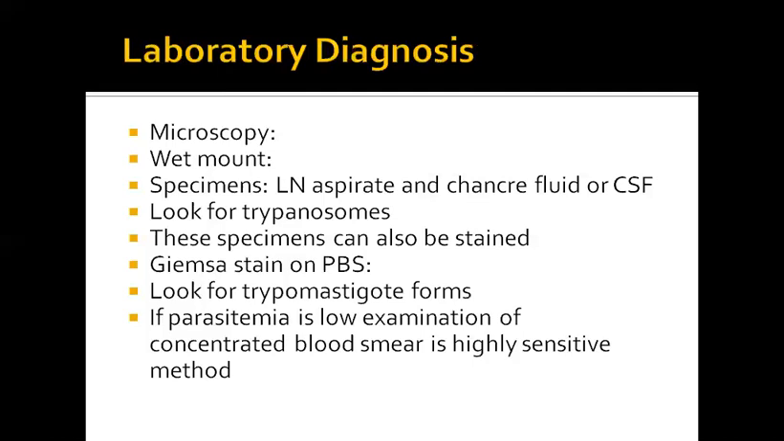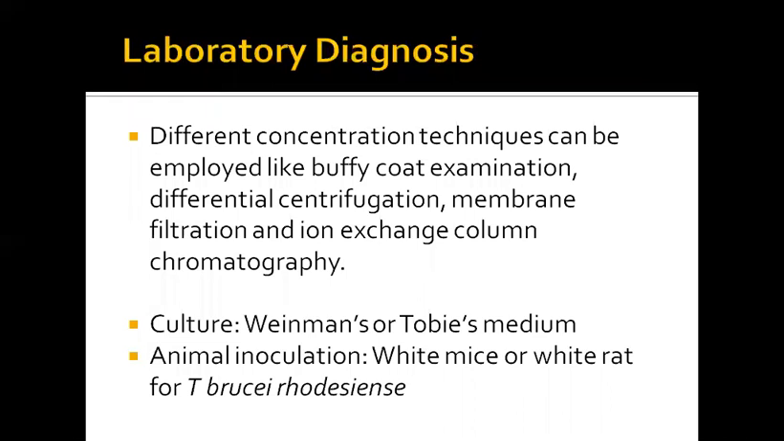These smears are fixed and then Giemsa staining is performed on the PBS. We look for the trypomastigote forms in the PBS. If parasitemia is low, examination of a concentrated blood smear is a highly sensitive method. So different concentration techniques can be used, like the buffy coat examination, differential centrifugation, membrane filtration, and ion exchange column chromatography.